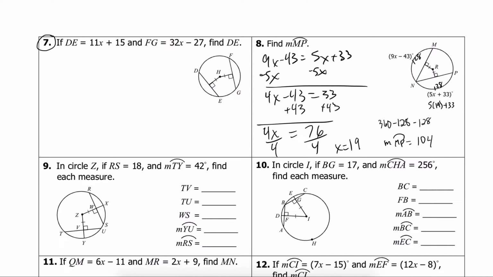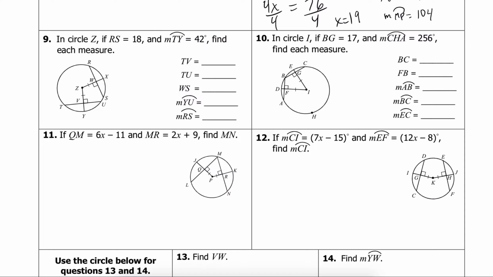All right, so we're going to find some measures now. Okay, hopefully these won't be too bad. Let's see. In circle Z, okay, so remember we named the circle with the center. Okay, it says RS is 18. TY is 42. So I'm actually going to label that one. This part right here is 42. Find each measure.